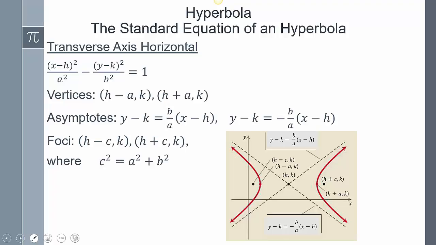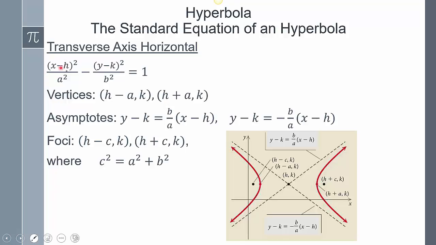Now here's the standard equation for the hyperbola. Once again, it can either transverse over the horizontal or over the vertical, very similar to the ellipse. The only difference here is our a squared is always going to be under the positive value, whereas on the ellipse the a squared was the biggest value. It doesn't matter if a squared is bigger than b squared here. The a squared is always going to be under the positive value.